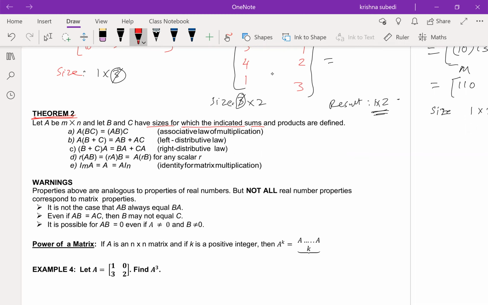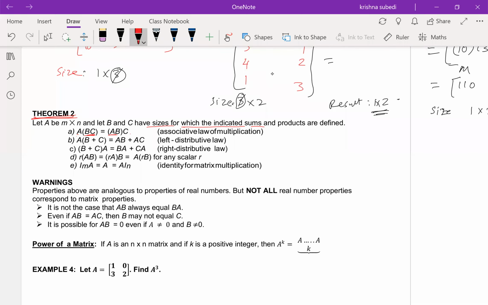Okay. Now, matrix multiplication preserves the associative law of multiplication. For example, if you have B and C, you multiply B and C first, and then you multiply with A, or if you multiply A and B first, then multiply with C, they are equal. You can actually verify this easily with some examples, not a big deal.